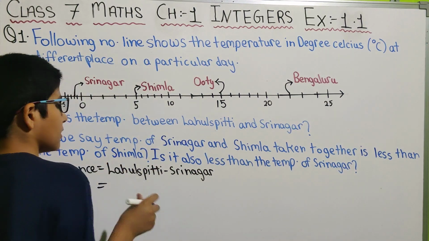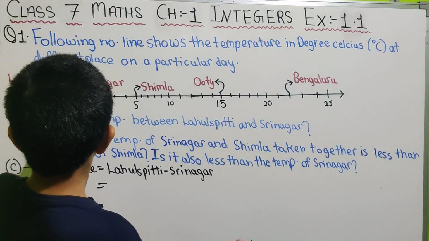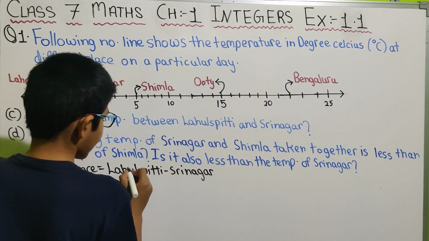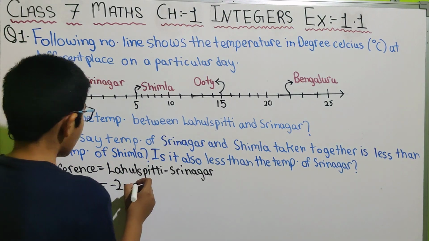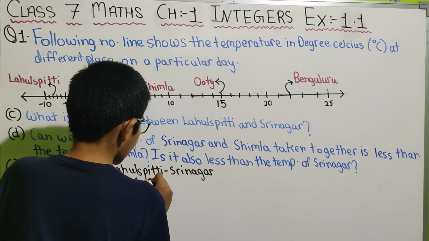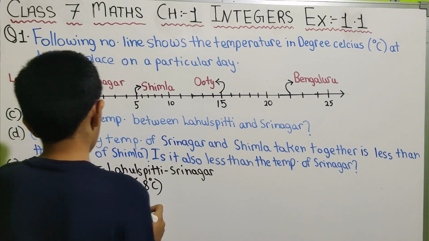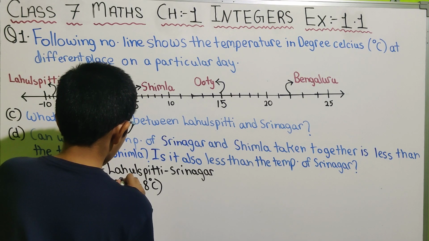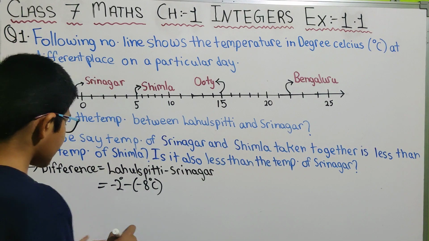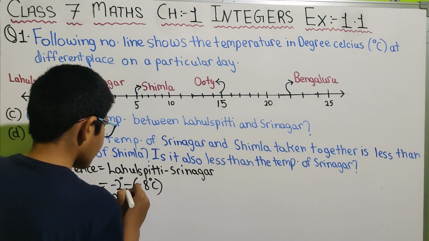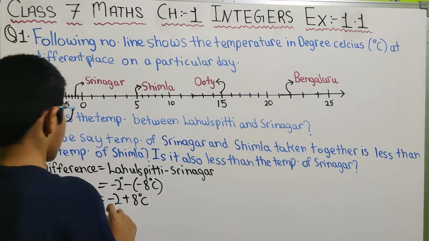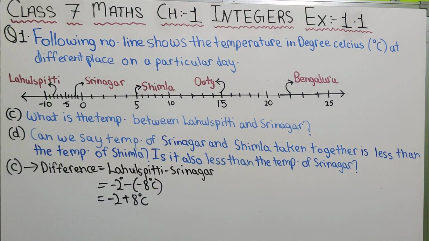So now let's take, Srinagar temperature is what? -2. Then here minus sign because you are doing difference. Then here Lahaul Spiti is -8. Minus minus can't be, so here also we can make 2 degrees Celsius. So now here minus minus, what will happen? -2 minus minus will come plus here 8 degrees Celsius. Then here 8 minus 2 plus 8.